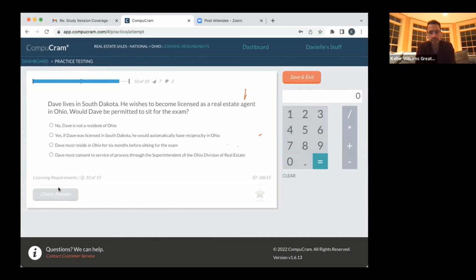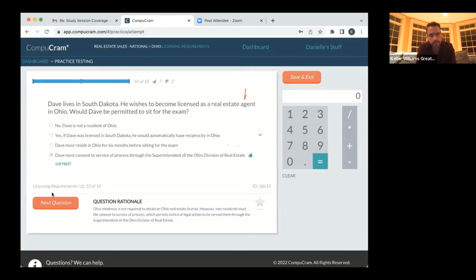Dave lives in South Dakota. He wishes to become a licensed real estate agent in Ohio. Would Dave be permitted to sit for the exam? A, no, Dave's not a resident of Ohio. B, yes, Dave is licensed in South Dakota. He will automatically have reciprocity in Ohio. C, Dave must reside in Ohio for 6 months before sitting the exam. Or D, Dave must consent to service processing through the Superintendent of the Ohio Division of Real Estate. That is correct.